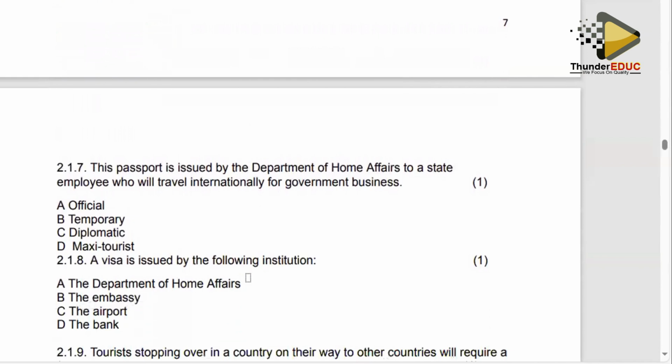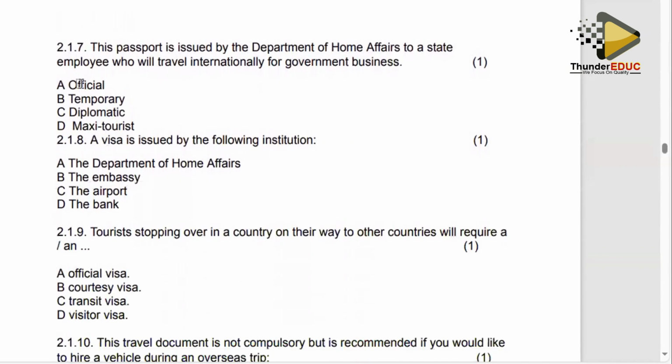Moving on to 2.1.7. This passport is issued by the Department of Home Affairs to a state employee. So our keyword there is state employee. A state employee is someone who works for the government. So it is issued to a state employee who will travel internationally for government business. So the other reason why they are traveling is for government business. If you recall well, we said that this is known as an official passport.